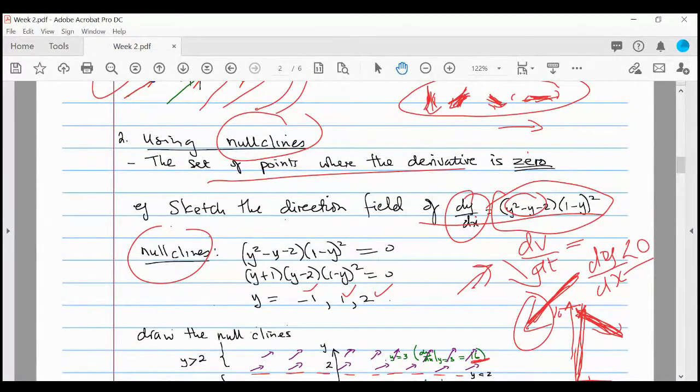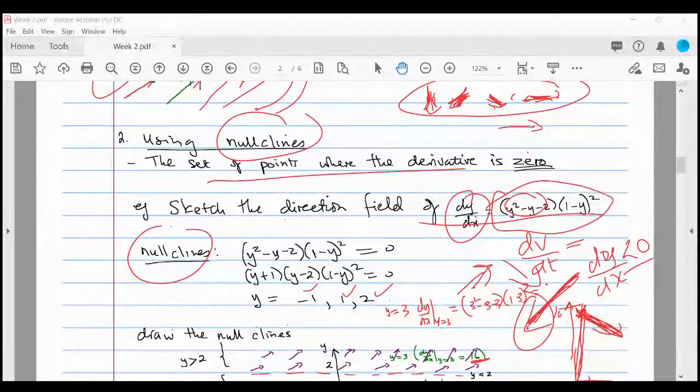So now all you do is when you choose y equals 3, you just say dy/dx at y equals 3 is just 3 squared minus 3 minus 2 into 1 minus 3 squared, and then you find your value there. The same way we were doing with the first. When you substitute, you just substitute on the right hand side because that's what represents the derivative. Okay, welcome.